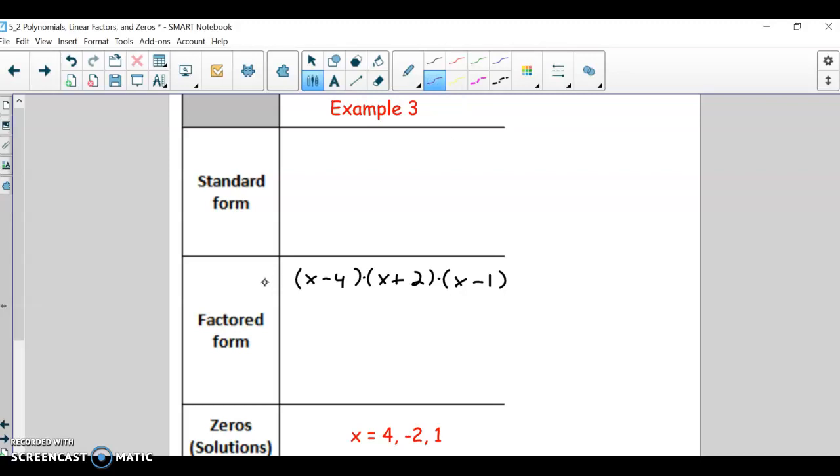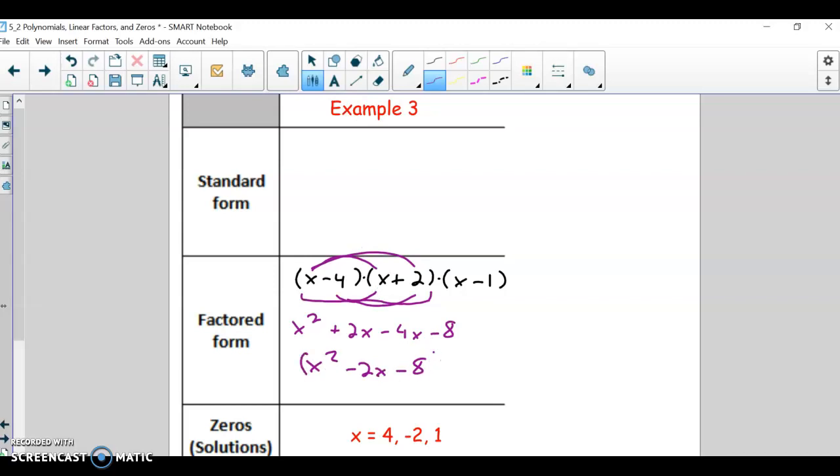Okay, so the hardest part of this lesson now is to get this into standard form. And so the trick is we have to multiply all of these. But to help us out, we're going to just multiply these two first, and then multiply that result by x minus 1. Okay, so we're going to FOIL these to get x squared plus 2x minus 4x and minus 8. And then put the 2 together in the middle.